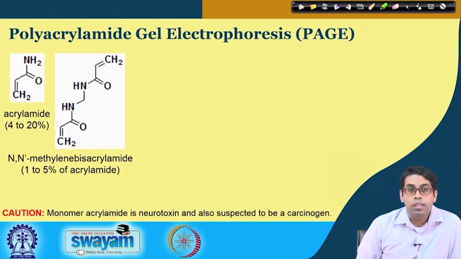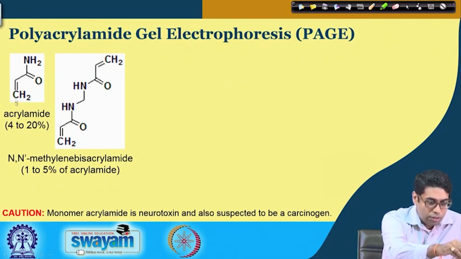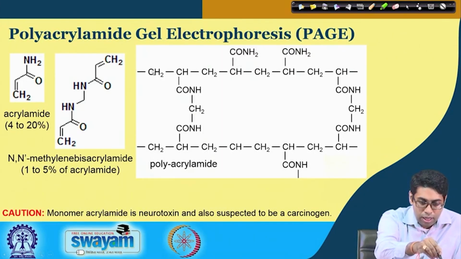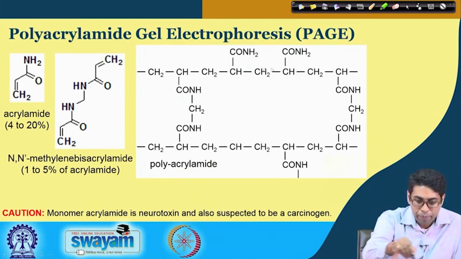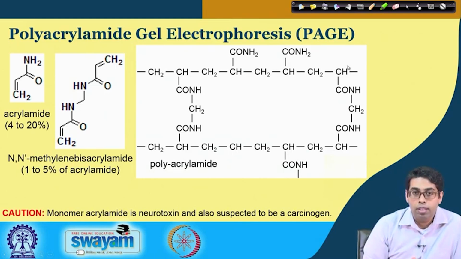So, the chemical structures of these two monomers are listed here, acrylamide and bis-acrylamide. What acrylamide does is, if you polymerize this, polymerization happens across this double bond, and what we will get is a linear chain of a polymer.